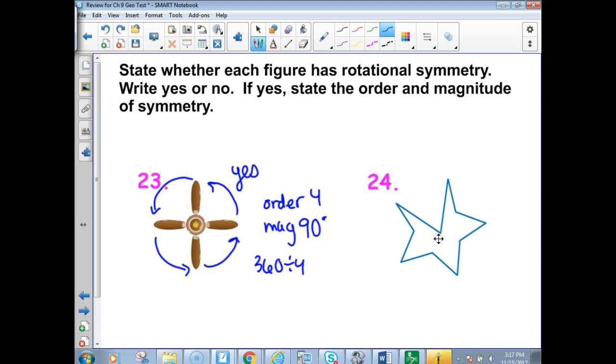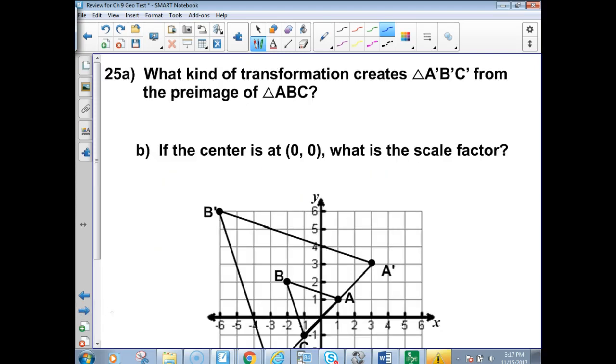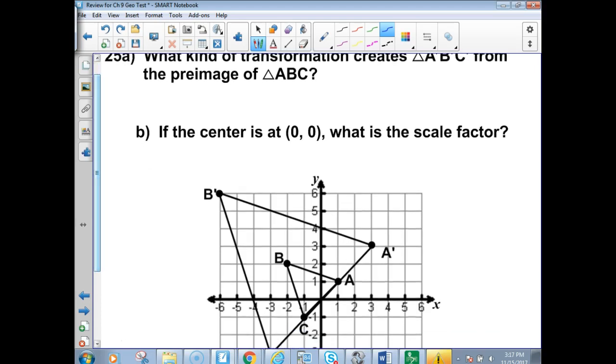Number 24, anything happen in there? Okay, no. Abstract. No symmetries. Okay, what kind of transformation is this on number 25? You're going to have a question to say, what kind of transformation is that? It's a dilation. And then it's saying, what is the scale factor?